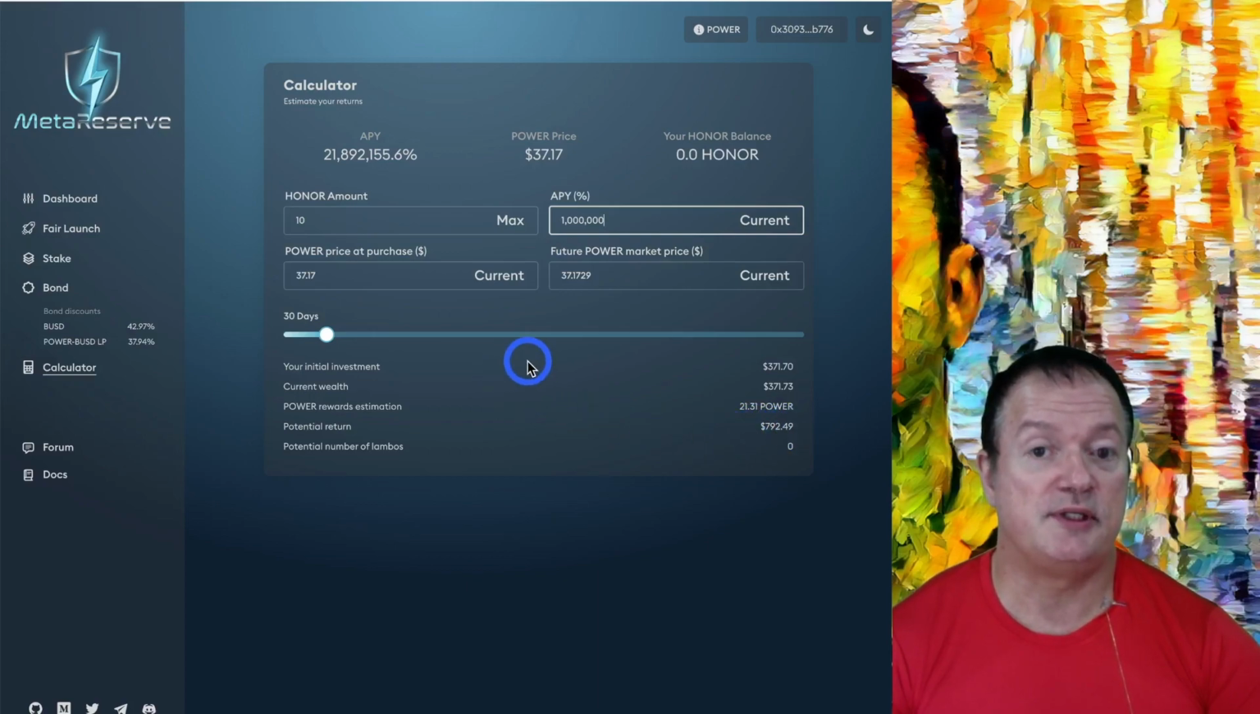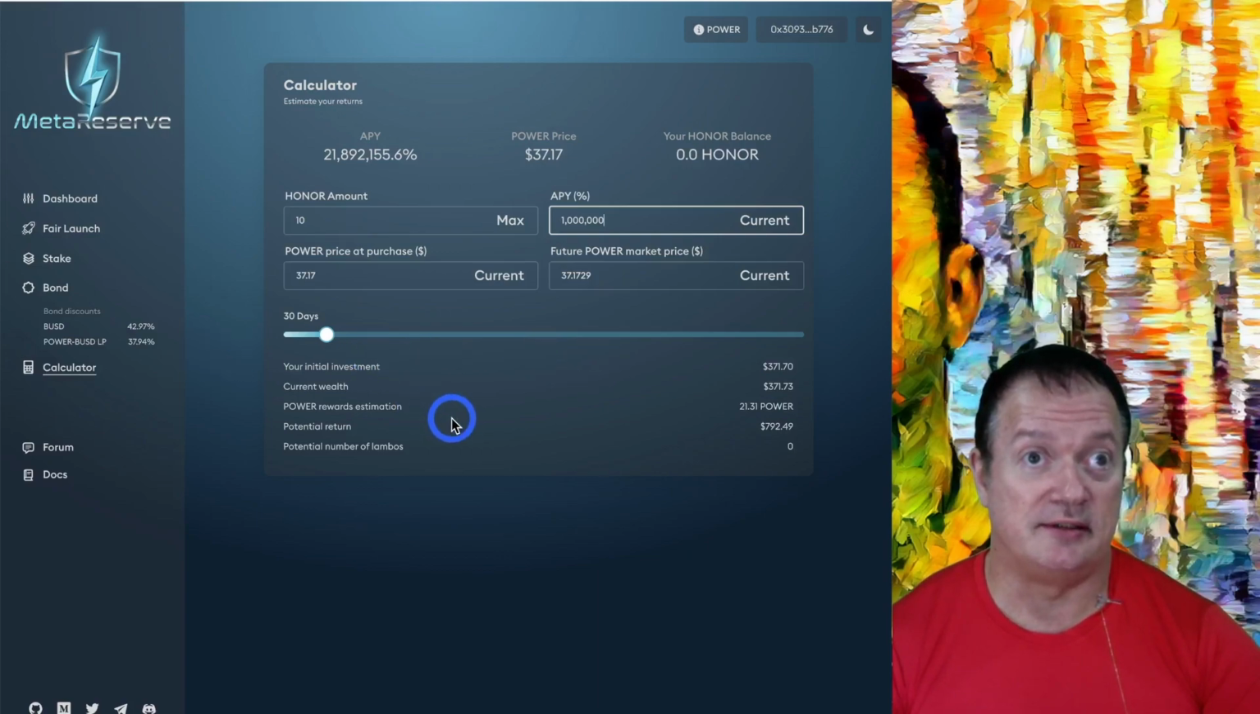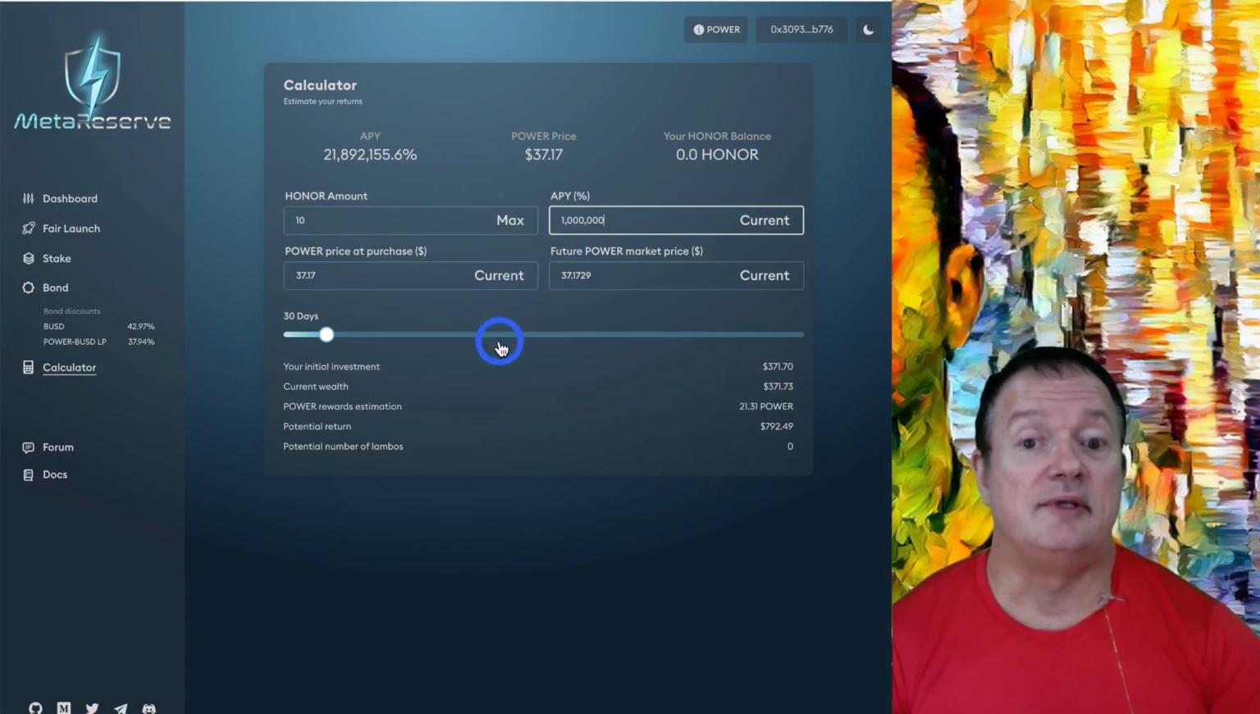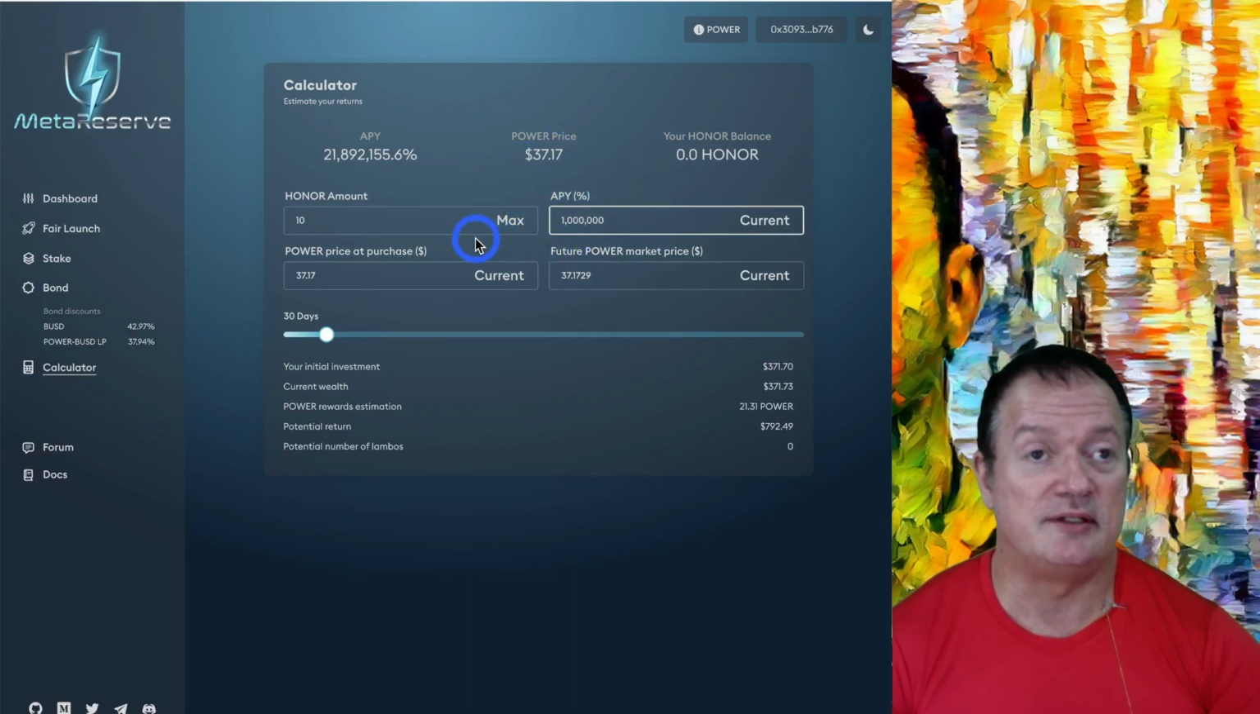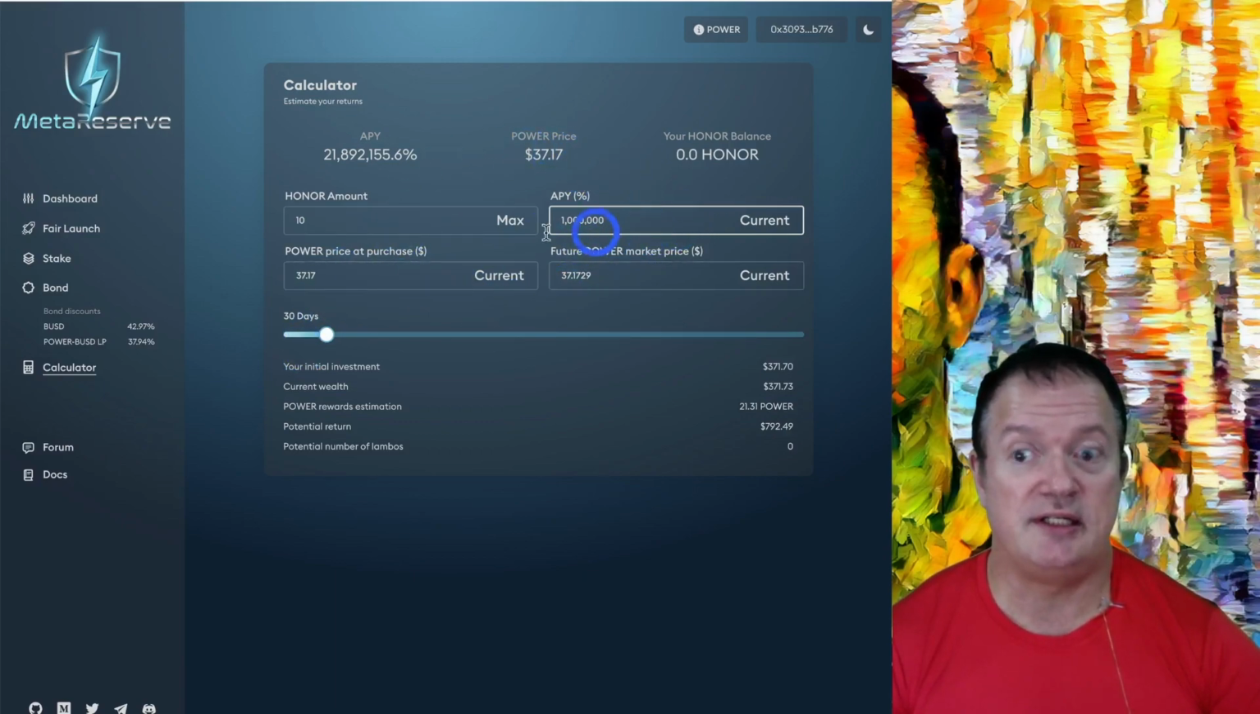Okay, so that's a pretty good gain for 30 days. You double your money. Okay, that's assuming, of course, that the price of the token stays the same, and that the value of the APY is set at 1,000,000%. Okay, so if those values change, you can come to the calculator and make changes yourself and see how much you can earn in 30 days.